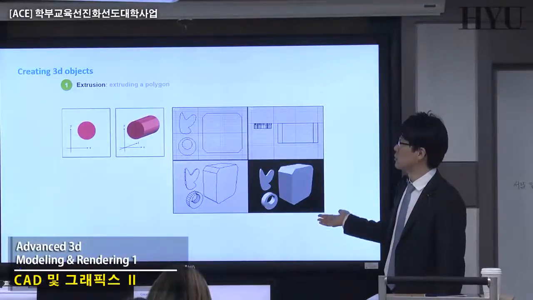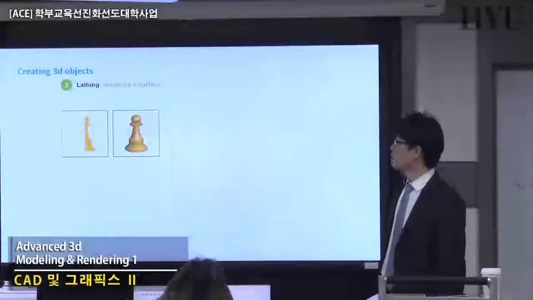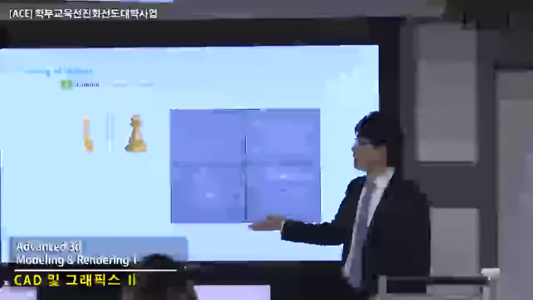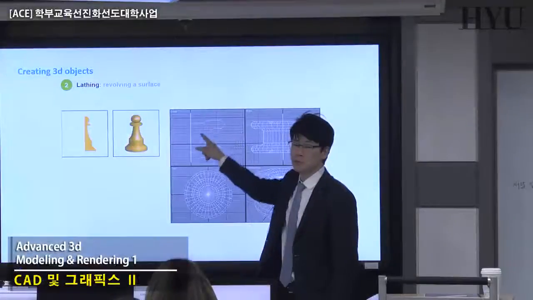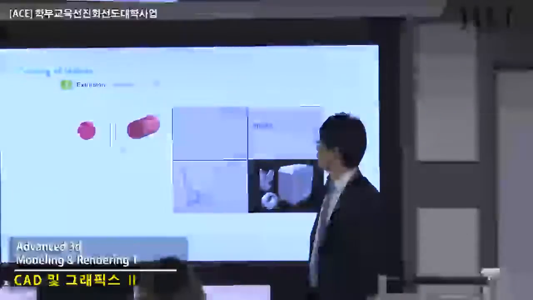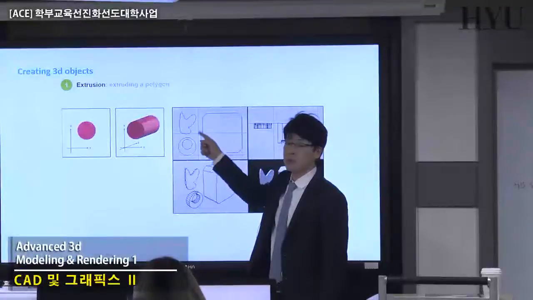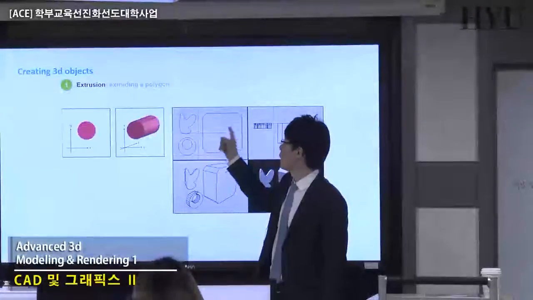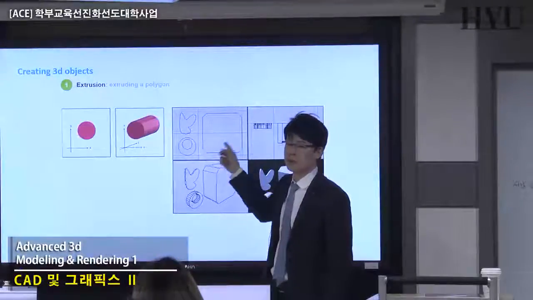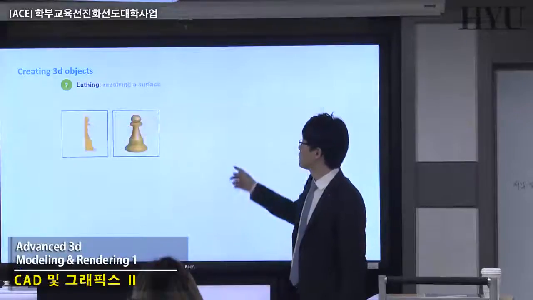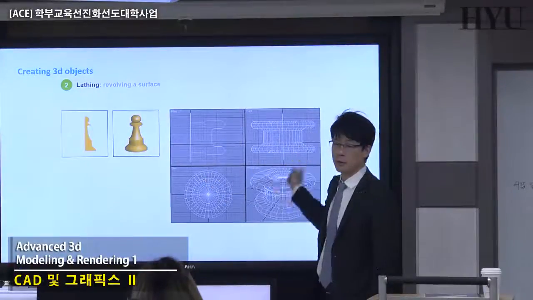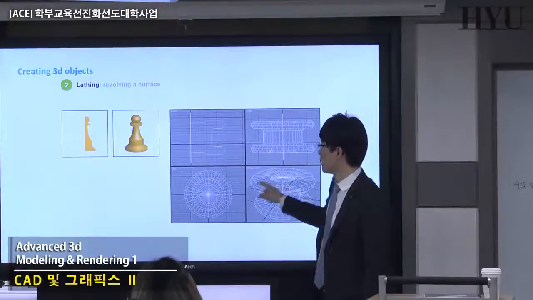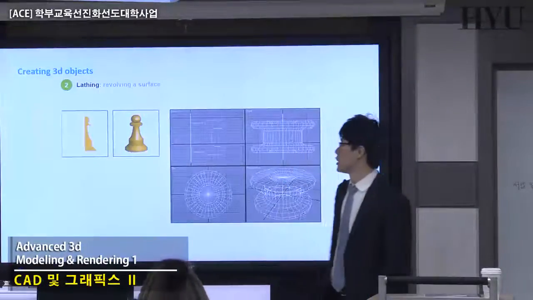This is the first one, extrusion. The second one, lathing, revolving. Also, this kind of section profile is very important, as well as this one. In extrusion, anyway, we need a 2D section profile. This one also requires a section profile, but it's going to be revolved. And then we can create this kind of specialized 3D shape.